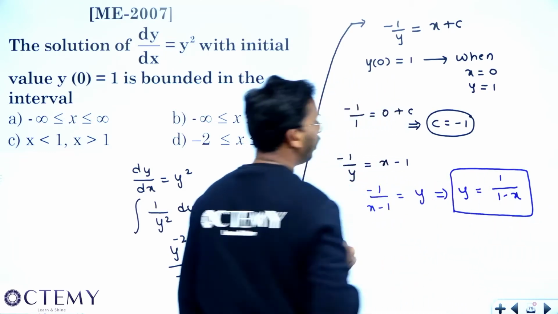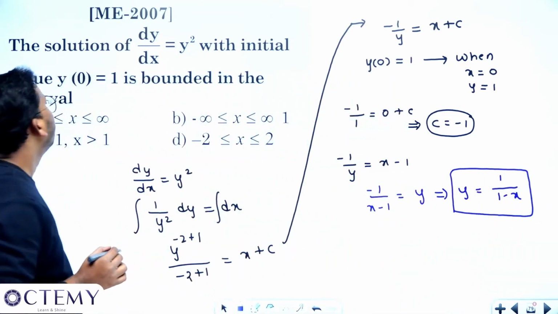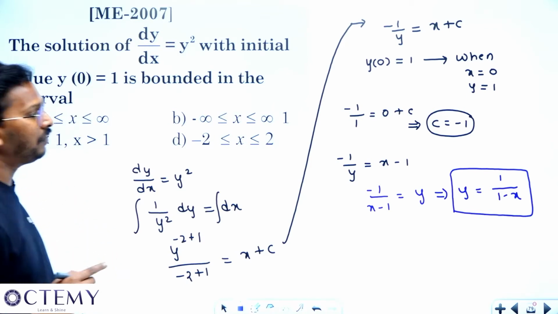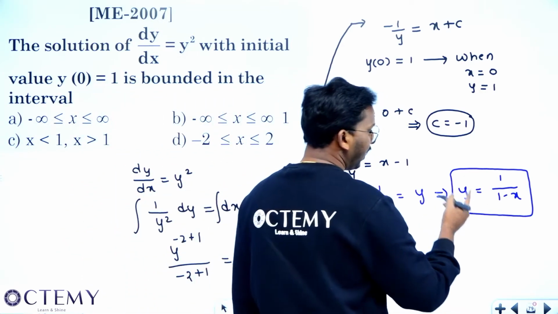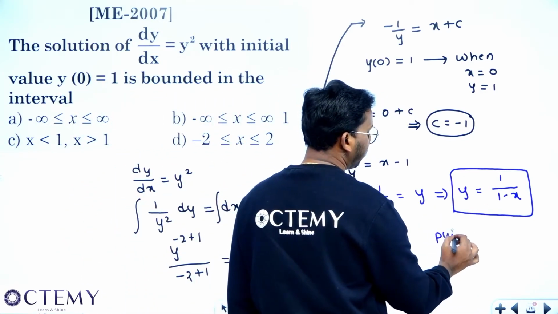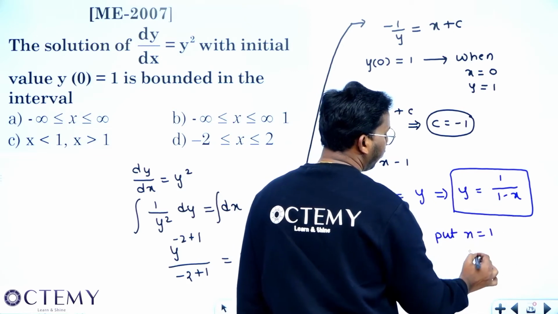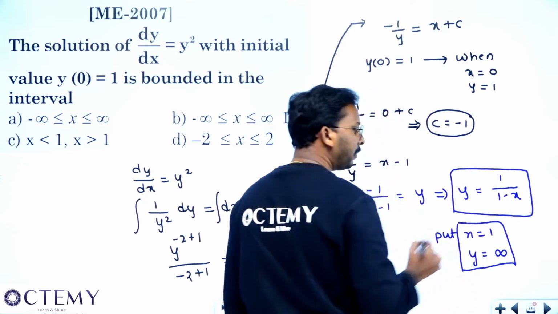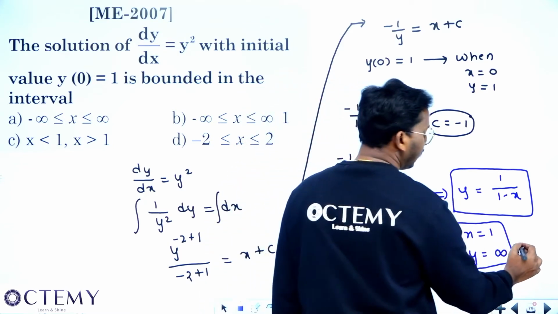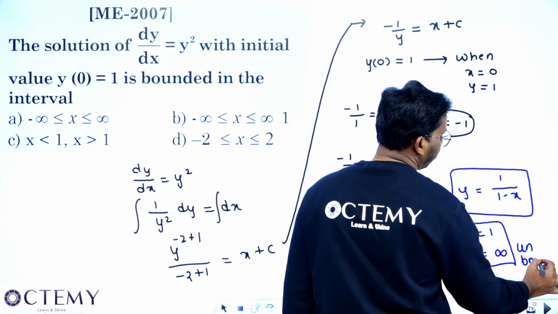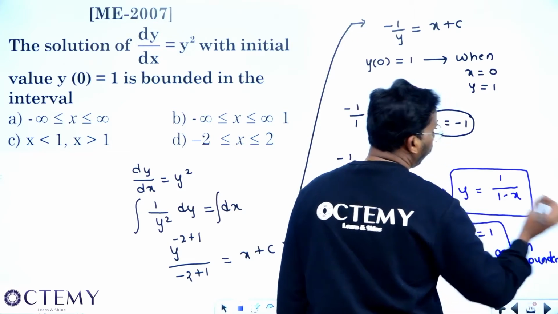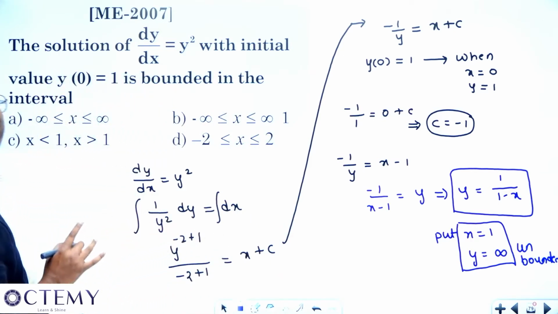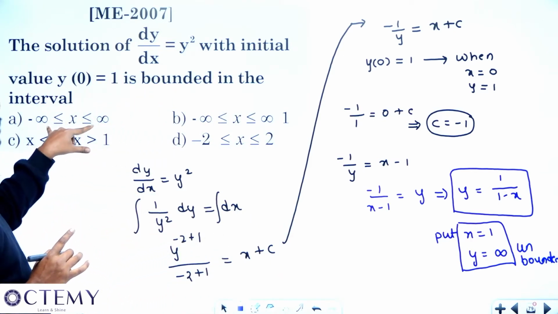This will be a solution. If this is a solution, now let us see what he is asking. The solution, that is y, is bounded in the interval. If you put x equal to 1, your y will become infinite, isn't it? So, becoming infinite is unbounded. Becoming infinite is what? It is unbounded. So, you do not put x is equal to 1; other than 1 you put anything, you will get it as bounded, right? See, if you choose option A, 1 will be included.